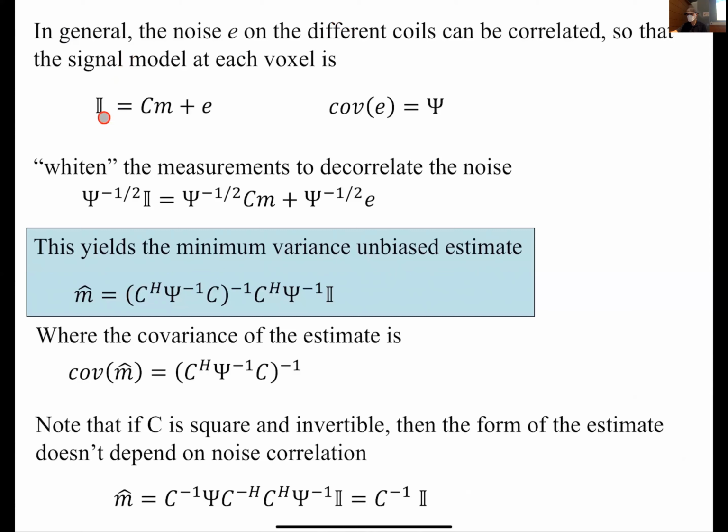We have different coils, and the noise on different coils may correlate because if they're slightly overlapping, they're seeing the same thing, so they might get the same noise. If you introduce the covariance of that noise, then you just change your estimate to incorporate that noise term. What's more important is you can actually calculate what the covariance of your estimate is, and it's given by this.